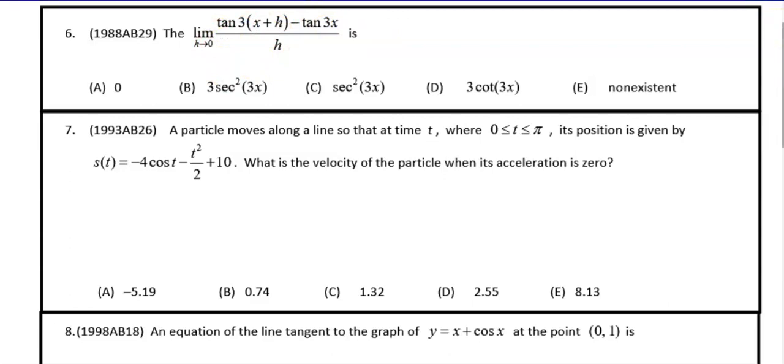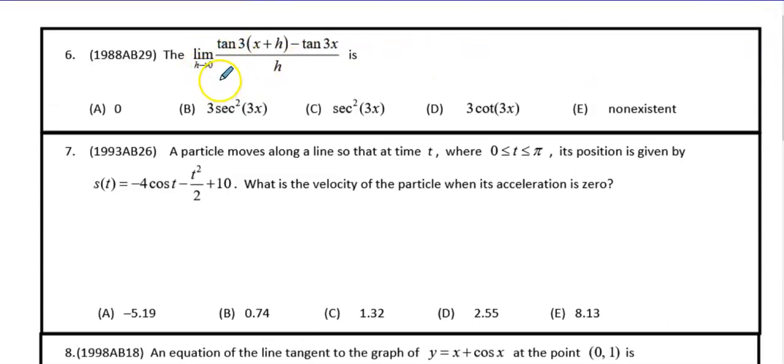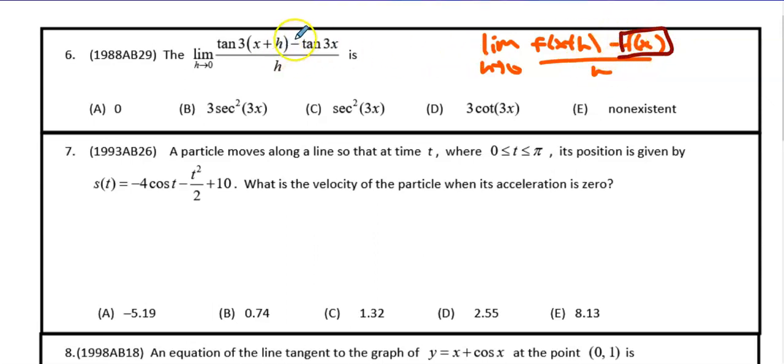Look at example number 6. It says the limit as h approaches 0 of tangent of 3 times (x plus h) minus tangent of 3x, over h. You should recognize this as the definition of the derivative, the formal definition that I'm rewriting right here for you. What you need to come out of this knowing is that the function we want to find the derivative of is right here. So f of x is equal to the tangent of 3x.